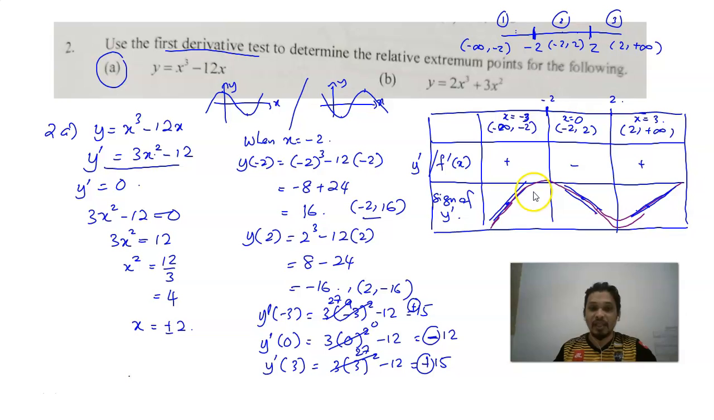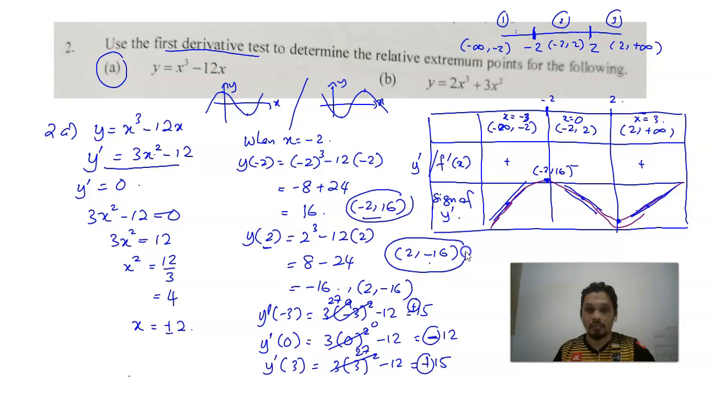So then, the coordinates of the maximum here, this is the maximum point at -2 and 16, and the minimum point here: when x equals 2, y is -16, the lowest point. So the question asks us to use a derivative test to determine the relative extremum points, which are -2, 16 and 2, -16.